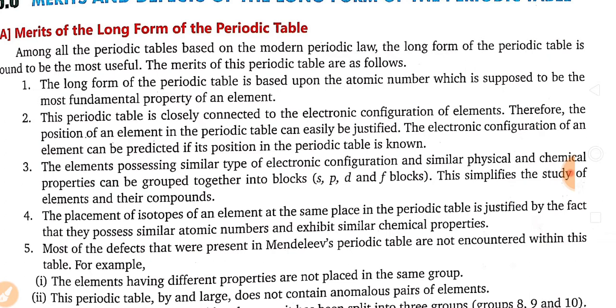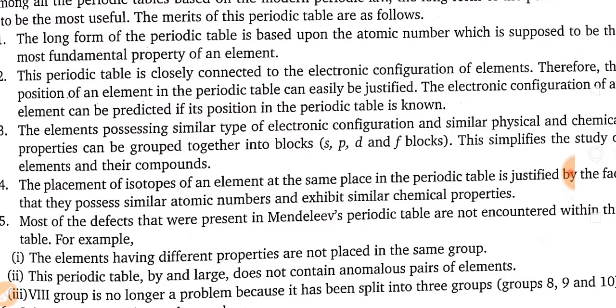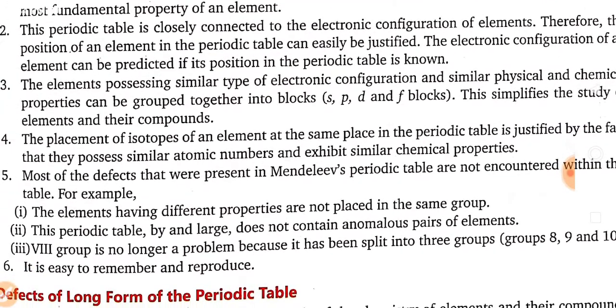Therefore, the position of an element in the periodic table can easily be justified. The electronic configuration of an element can be predicted if its position in the periodic table is known. If you know the position, you can easily tell the electronic configuration of that metal or non-metal. The elements possessing similar electronic configuration and similar physical and chemical properties can be grouped together into blocks: s, p, d, and f. This simplifies the study of elements and their compounds.